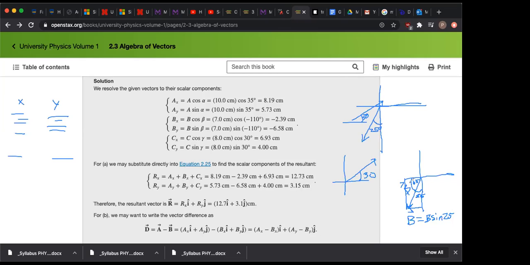And then you can go ahead and say, this is my x component, which happens to be the same as this, right? And then you can use that 65 and the cosine. So this one would be b cosine 65. It just happens that the sine of 25 is equal to the cosine of 65, right?